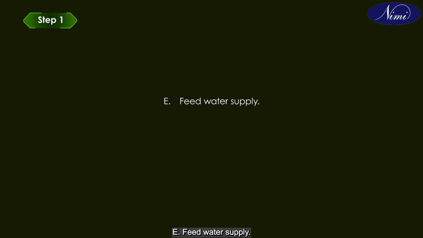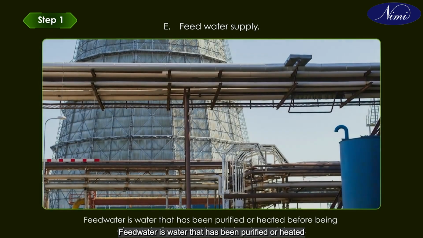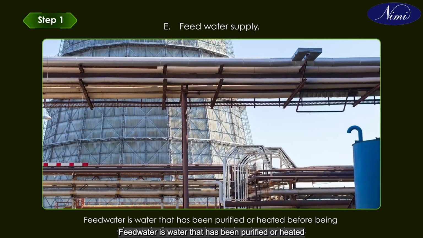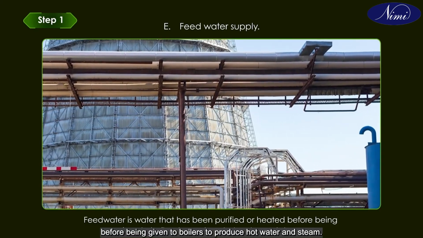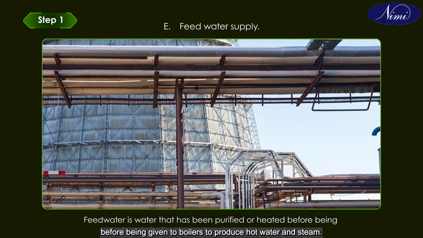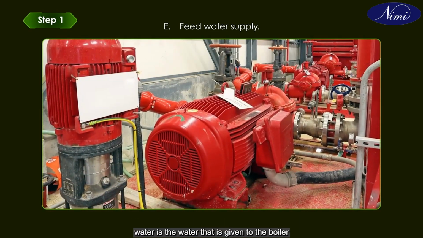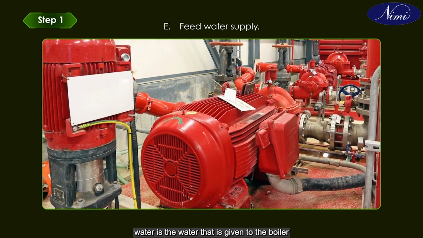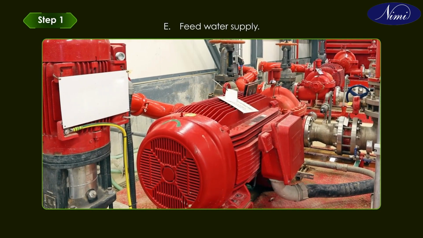E. Feed water supply. Feed water is water that has been purified or heated before being given to boilers to produce hot water and steam. Boiler feed water is the water that is given to the boiler and turned into steam.